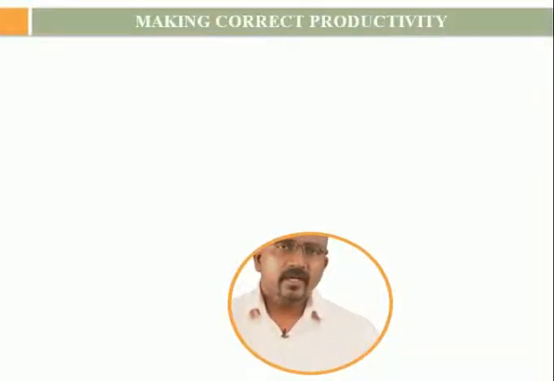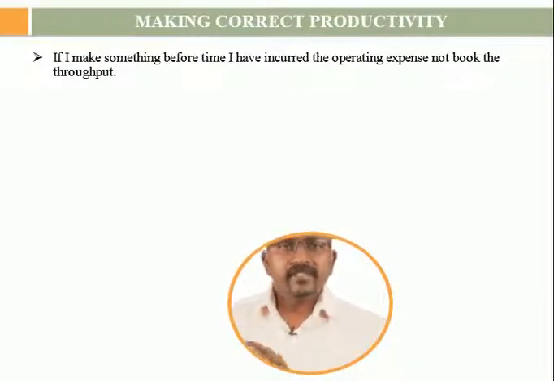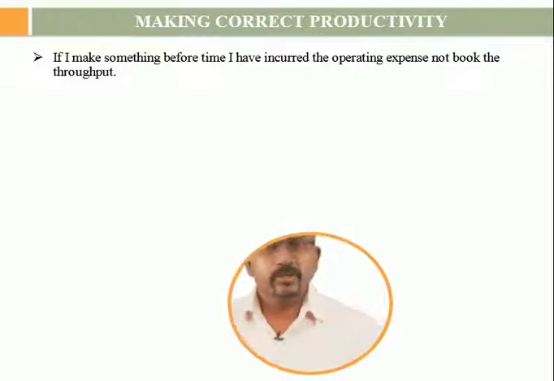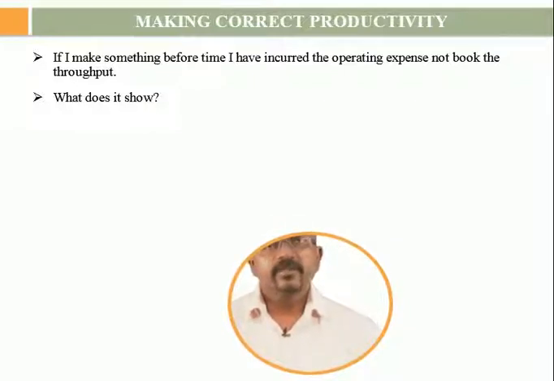All these things are now forcing me to start making a call on to make the correct product in the right amount at the right time. If I make something before time, I have incurred the operating expense but not booked the throughput. What does it show? It shows on my productivity. Let's look at another aspect of this. I have bought excessive raw material and I don't consume it. Where does it show? It shows on my investment, not on my productivity, because I have not incurred any expense for it.